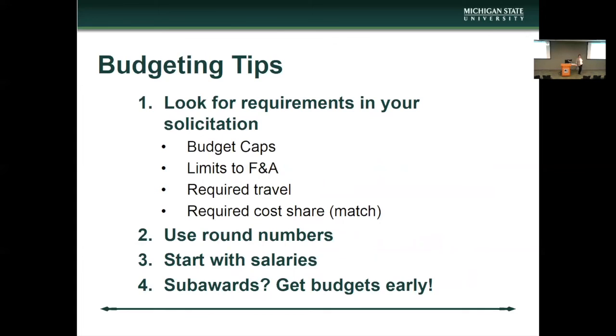Is there required cost share? They should be very clear about that if there is, and you should be starting to work on it right away. Use round numbers. Nobody cares about the dollars and cents. Round your numbers. Start with your salaries. They're going to be the biggest expense you have on your grant, and you're going to get sticker shock when you do that. And then you'll know whether you really can do it the way you want to do it or not. And if you have subawards, you cannot finalize your budget here at MSU without their final budget. So you want to get started with them early. Get moving on that really quickly.